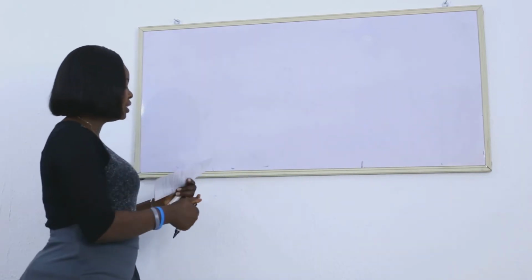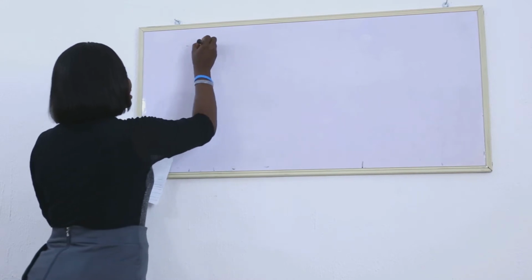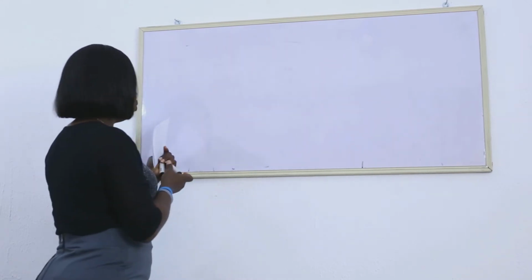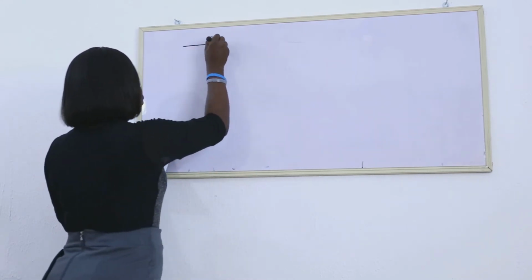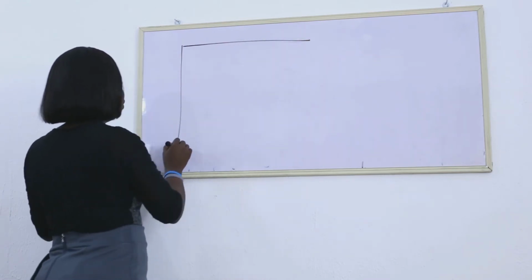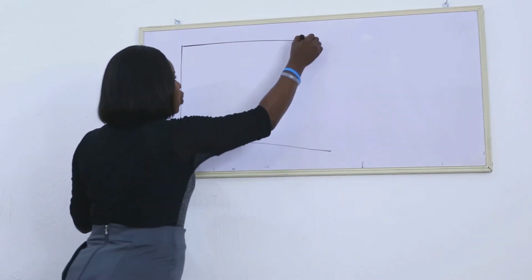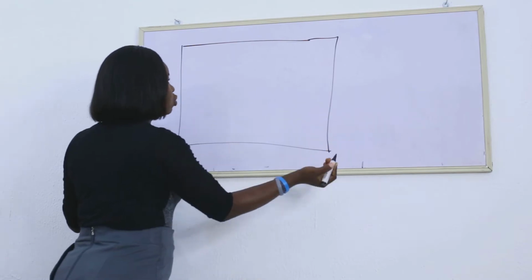Just drawing what a table looks like. It's just a small sketch of what a table looks like. You can draw it depending on your own way of drawing. You can draw it whichever way.